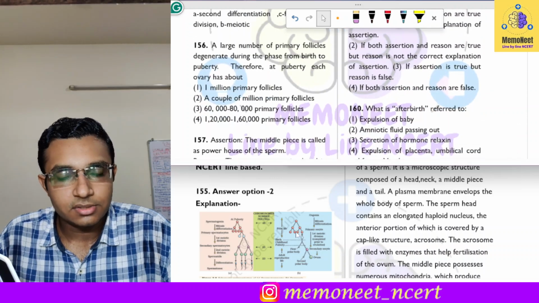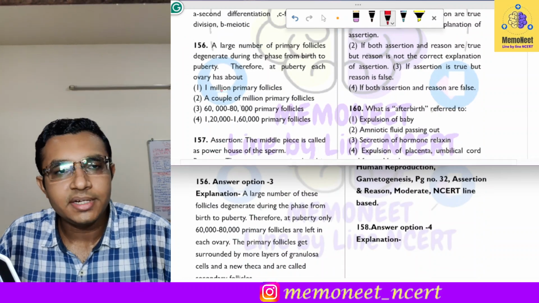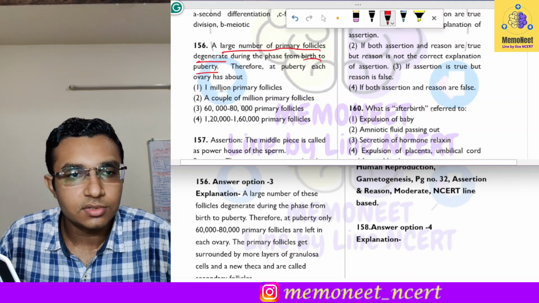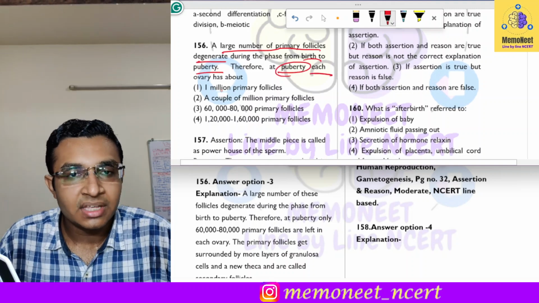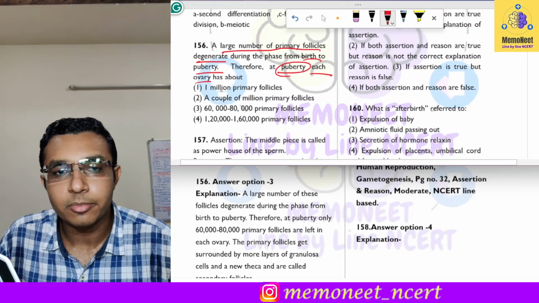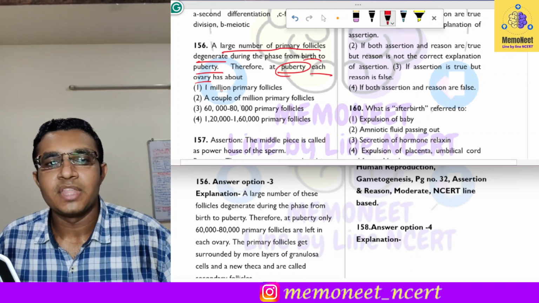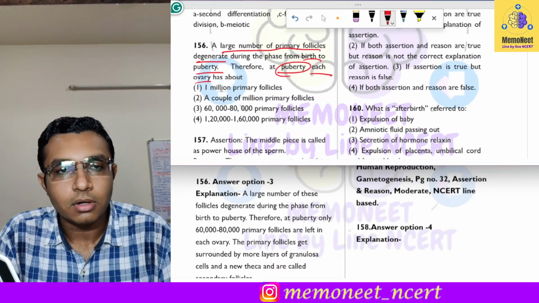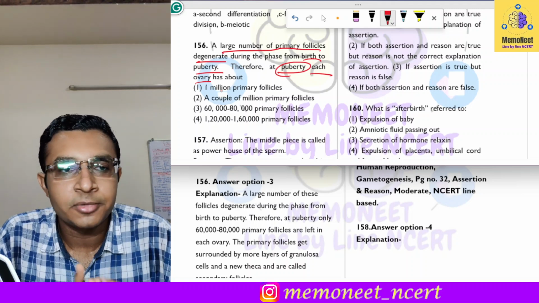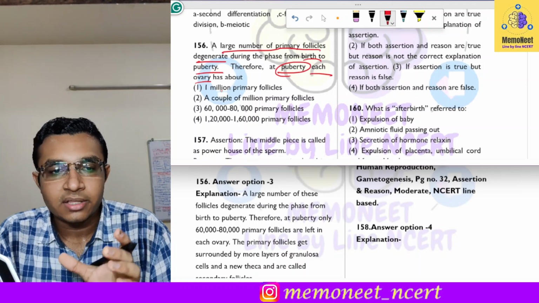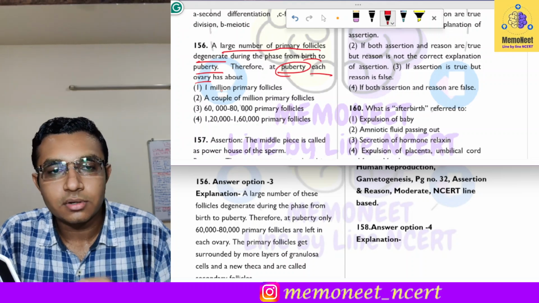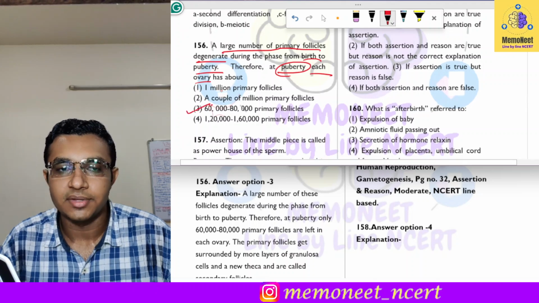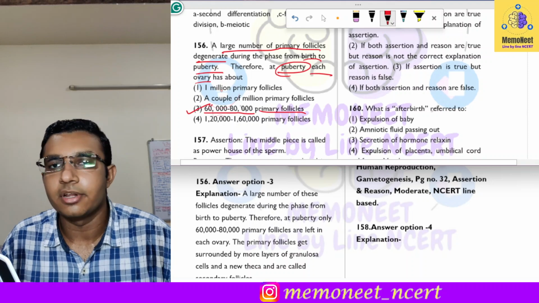Now the next question is question number 156. It states that a large number of primary follicles degenerate during the phase from birth to puberty. Therefore, at puberty, each ovary has about how many primary follicles? So, from birth to puberty, the number of primary follicles decreases significantly because of the degeneration of a large number of primary follicles. So at puberty, the ovary contains about 60,000 to 80,000 primary follicles. So the correct answer of this question is option 3, that is 60,000 to 80,000 primary follicles.